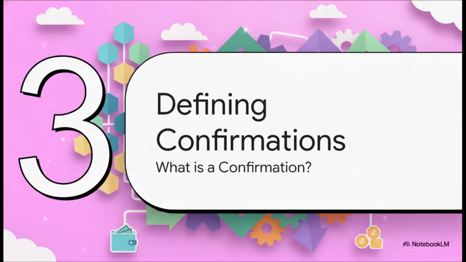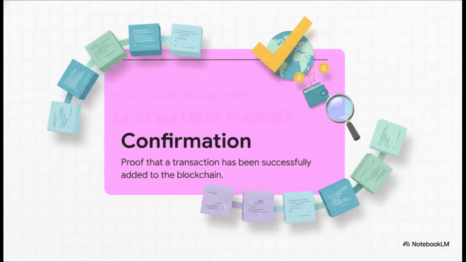Next up is Section 3, Defining Transaction Confirmations. What actually is a confirmation? Let's look at this definition. A transaction confirmation is quite literally proof that a crypto transaction isn't just floating out there in the digital void. It proves the network has successfully verified it and permanently glued it to the blockchain. Fun fact, every new block that gets added after your transaction goes through actually bumps up your confirmation count. That makes your specific transaction far more secure and increasingly harder to reverse.